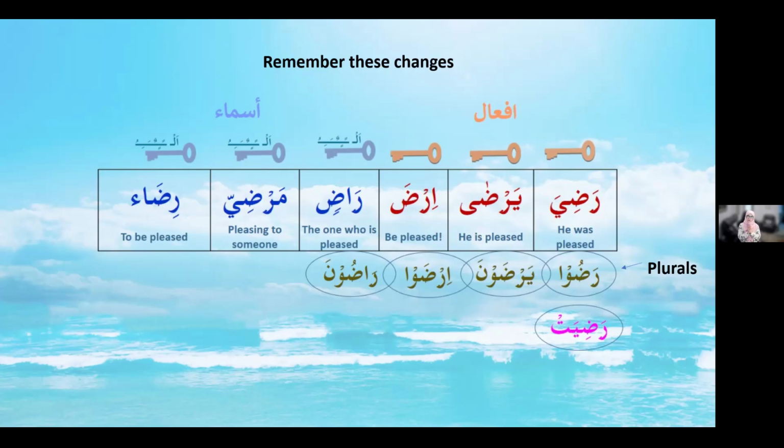Rest all was on the sami'a pattern. So this is what I'm trying to point out. The only changes in the table we did took place when you changed it into plural. Once you know this plural, the rest of the table is the same. So just remember, radiya, radu, yarda, yardawna, irda, irdaw.